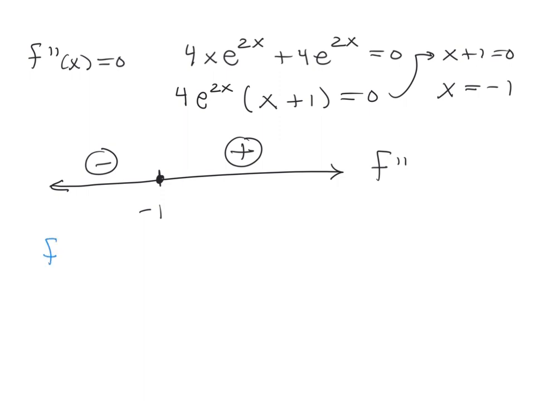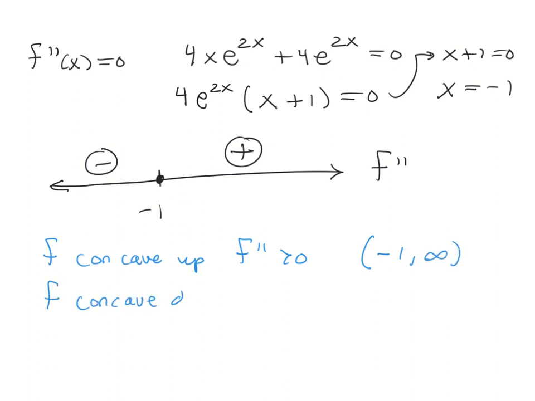So where is f concave up? Well, that's when the second derivative is positive, which is on the interval from negative 1 to infinity. Where is f concave down? Well, that's where the second derivative is negative, which is from negative infinity to negative 1.